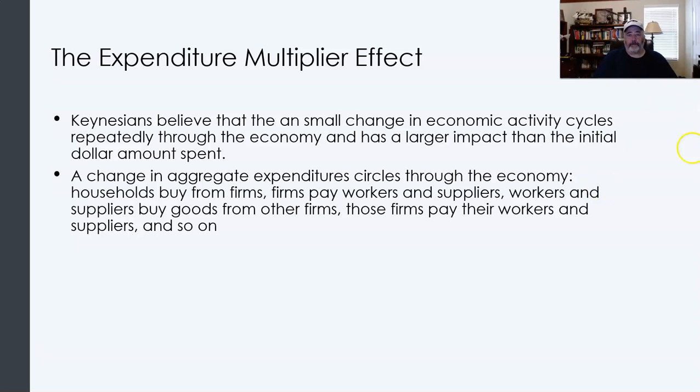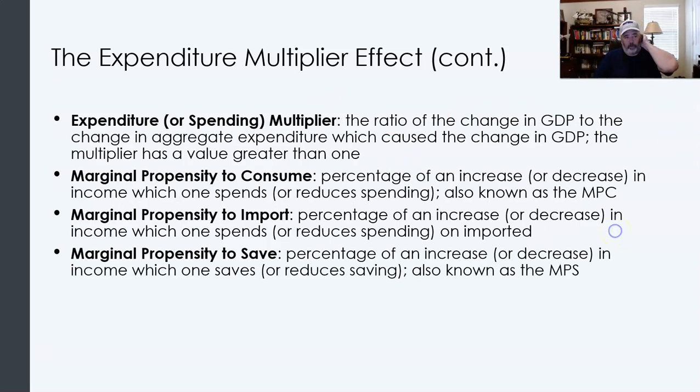Back and forth, right? This is the circular flow. Okay? That's all we're talking about. Now, please remember this spending multiplier. Right now we're going to define it as the ratio of the change in output to the change in aggregate expenditure, and what's caused the change in GDP. In other words, how much did consumer spending change versus how much did total output change? The ratio of those two numbers gives you an actual multiplier.